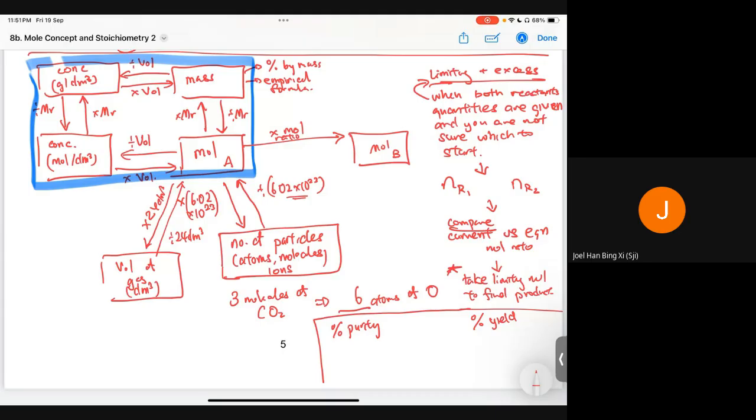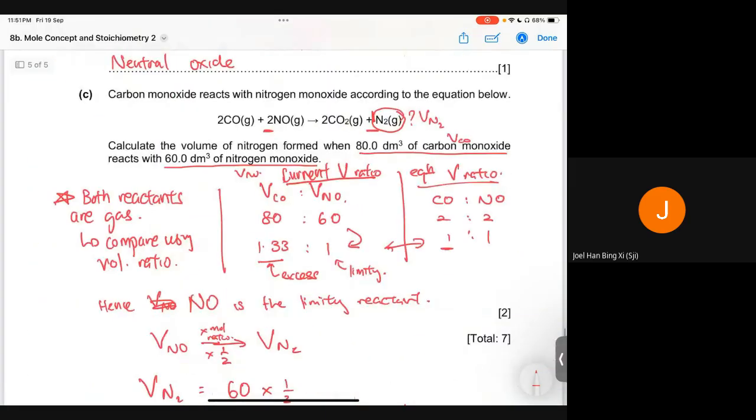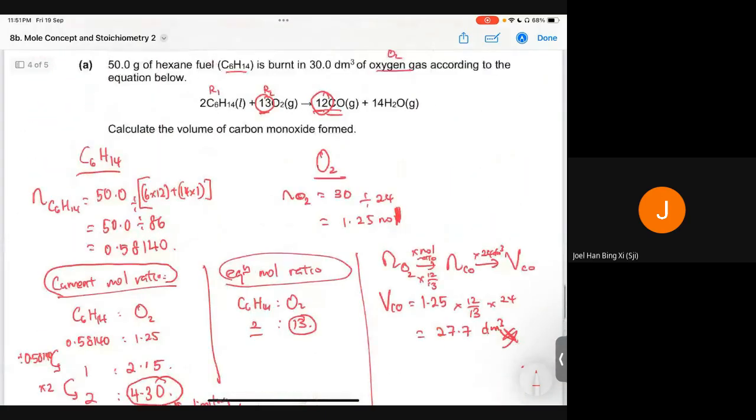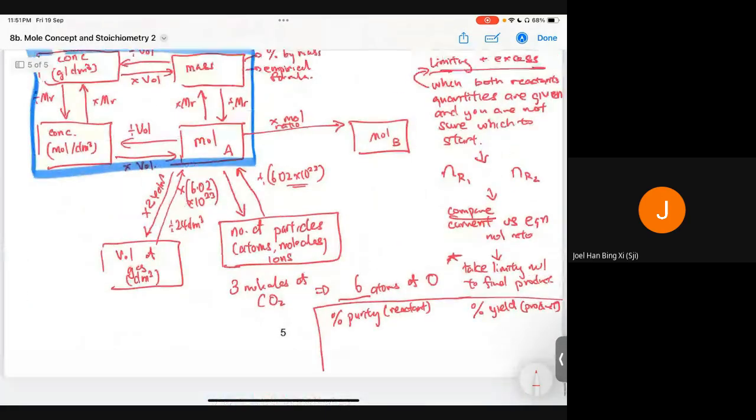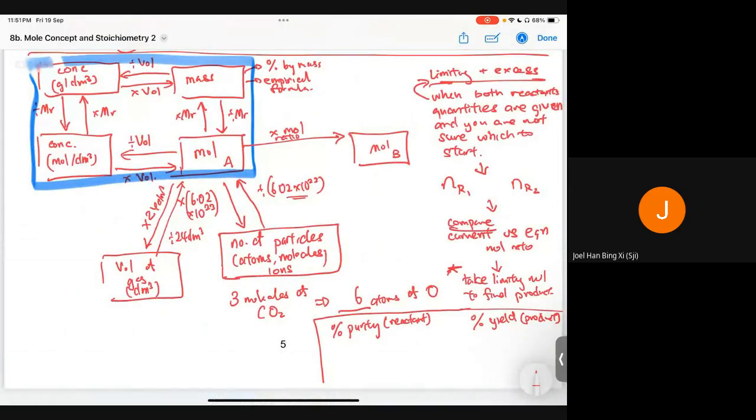Percentage yield is about product: how much product is formed compared to what is supposed to form. Percentage purity, typically, you are calculating for reactant one. Percentage yield, normally you are calculating for the product. I'm not going to write the equations here because we wrote them at the top already. But the key thing for these two is to really look at the equation and find out what should be on top and what should be at the bottom.